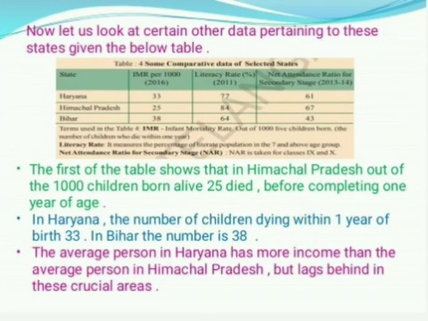Now, let us look at certain other data pertaining to these states given in the table. The first column of the table shows that in Himachal Pradesh, out of 1,000 children born live, 25 die before completing 1 year of age. In Haryana, the number of children dying within 1 year of birth is 33. In Bihar, the number is 38. Literacy rate in Himachal Pradesh is 84. In Haryana, 77. Net attendance rate in Himachal Pradesh is 67%.